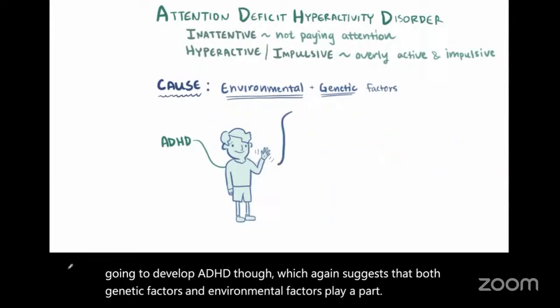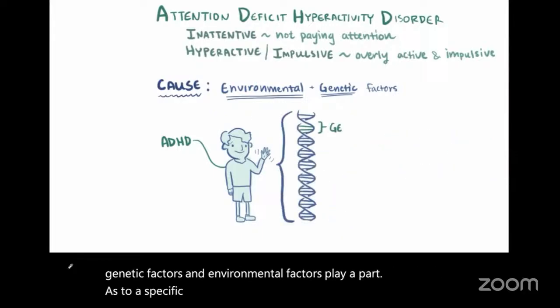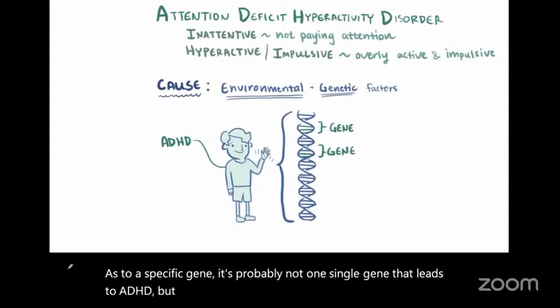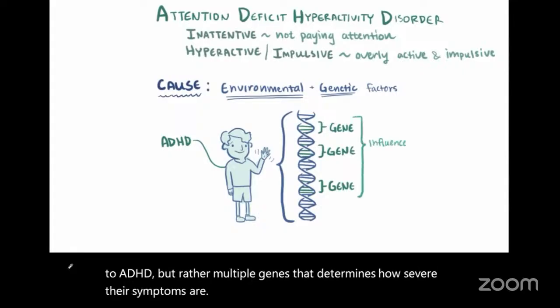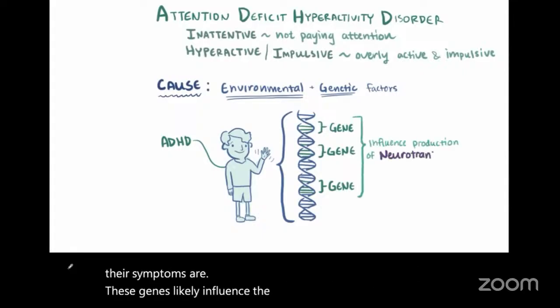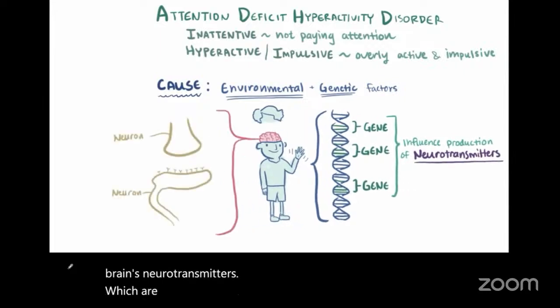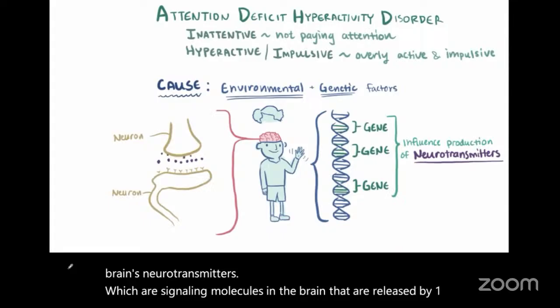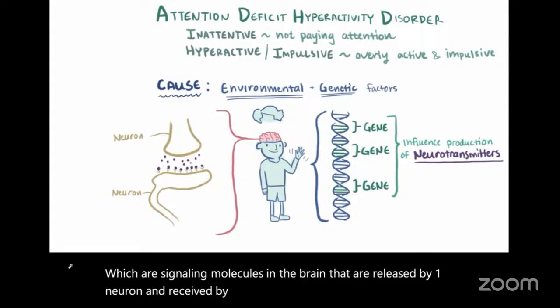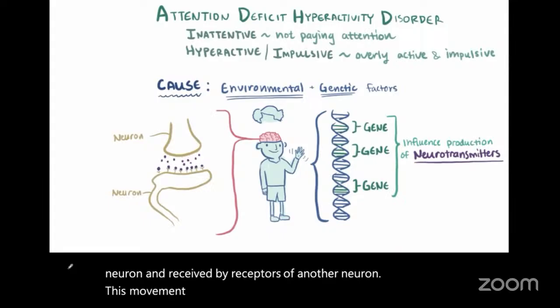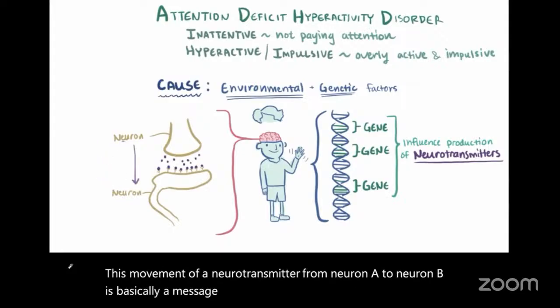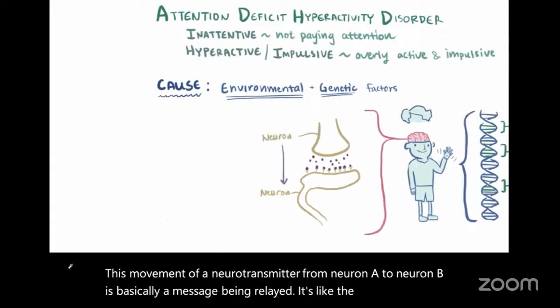As to a specific gene, it's probably not one single gene that leads to ADHD, but rather multiple genes that determine how severe their symptoms are. These genes likely influence the production or regulation of the brain's neurotransmitters, which are signaling molecules in the brain that are released by one neuron and received by receptors of another neuron. This movement of a neurotransmitter from neuron A to neuron B is basically a message being relayed. It's like the neurons are talking.